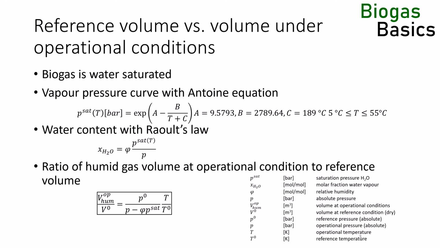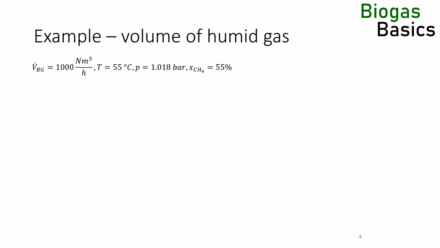Let's calculate an example. A biogas stream of 1000 norm cubic meters per hour flows from a secondary digester covered with a dark gas dome. The sun is shining, and the gas under the gas dome heats up to 55 degrees Celsius. The absolute pressure is 5 millibars over ambient pressure, 1.018 bar absolute pressure. The methane content is 55%.